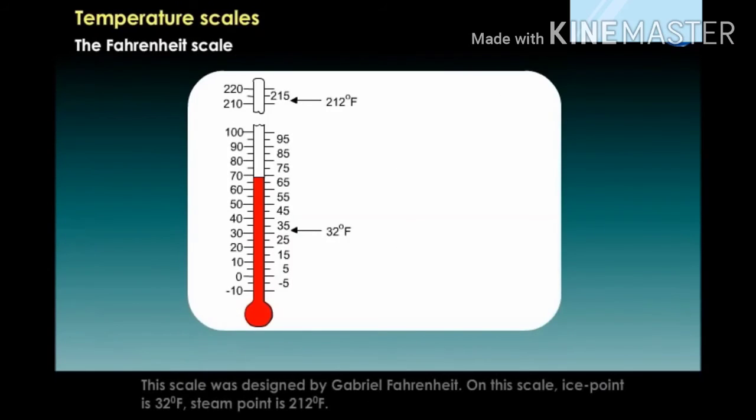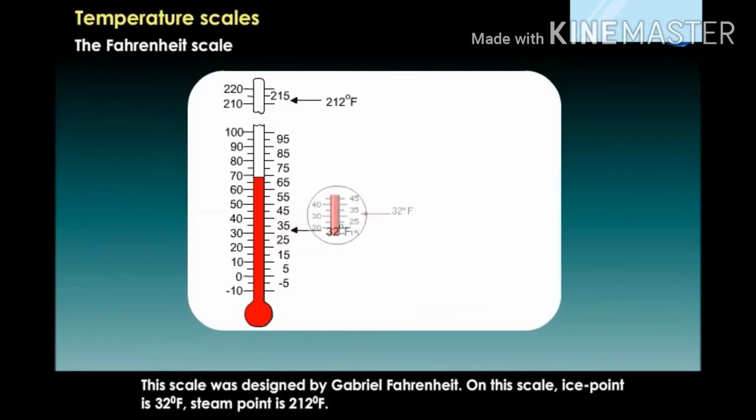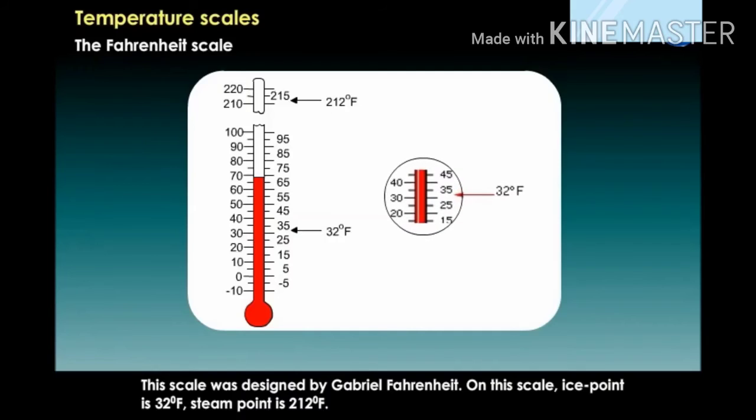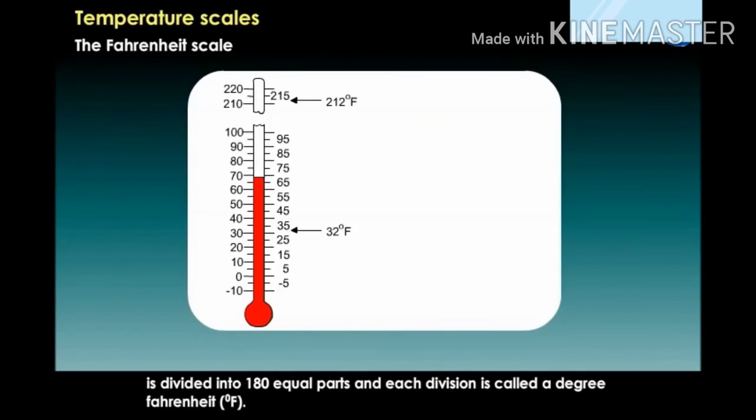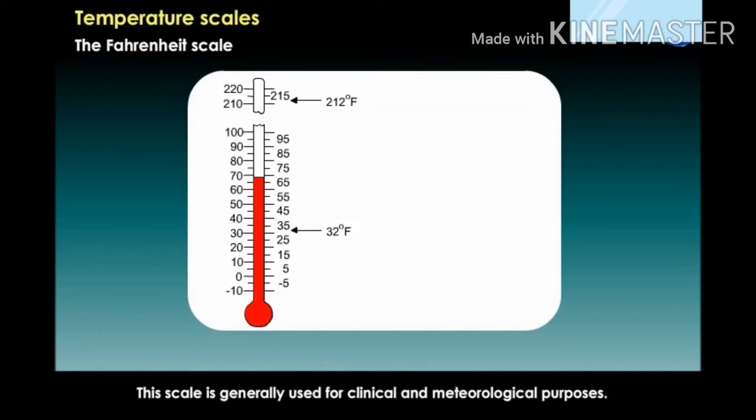Fahrenheit scale. This scale was introduced by Fahrenheit. On this scale, the ice point is 32 degrees Fahrenheit and the steam point is 212 degrees Fahrenheit. The interval between ice point and steam point is divided into 180 equal parts and each part is called a degree Fahrenheit. This scale is generally used for clinical purposes. Degree Fahrenheit is denoted by the degree and capital F symbol.